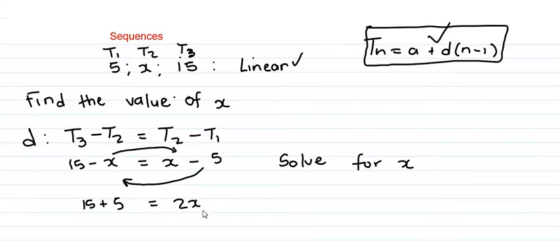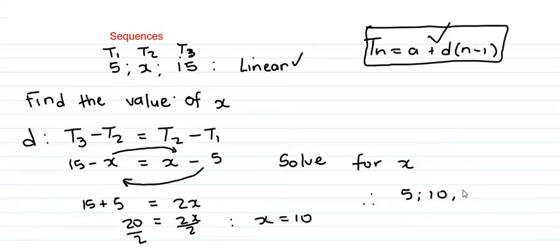Yes. So 15 plus 5 gives 20 equals 2x. And then here to solve for x, we divide both sides by 2. And then we get that x is 10. So now when we write it down, we get that we have 5, we have 10, we have 15. So indeed we see that this is arithmetic, because when we take the difference between 15 and 10 we get 5, and the difference between 10 and 5 gives 5. So we see that we have a constant difference.